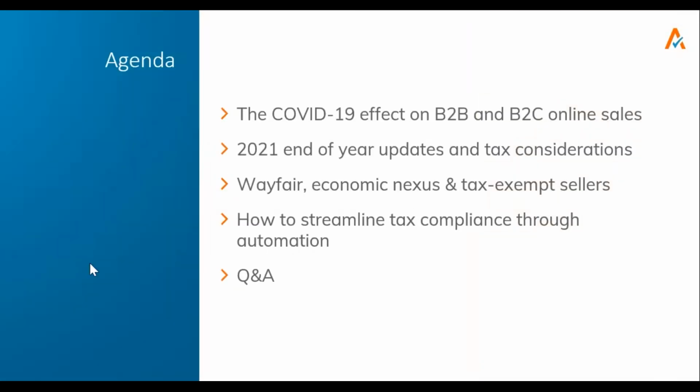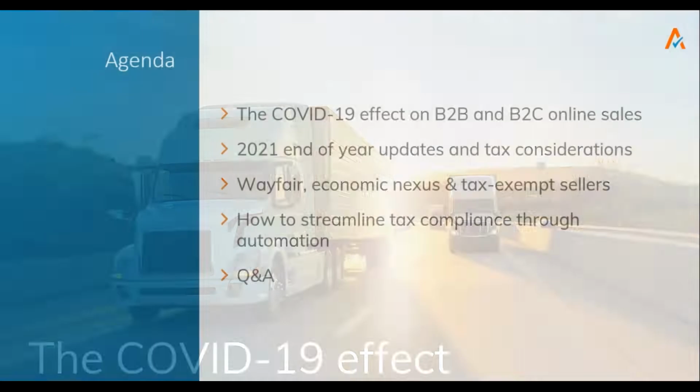Our agenda for the next 20 minutes or so is to go through some of the things that have happened during the COVID-19 period and the effect that it's had on manufacturers and distributors, and B2B and B2C sales. Also, we have just been presenting our 2021 end of year updates. We have some great webinars on our website on what we've seen in 2021 and what you can expect for 2022, so I've got a little snippet of that for you today. Then I want to dive into my favorite subject, which is all these laws that now affect us that didn't years ago: the Wayfair laws, economic nexus laws, and marketplace laws. And then, at the end, we're going to talk about how you can streamline all of your tax compliance through automation. So with that, let's dive in.